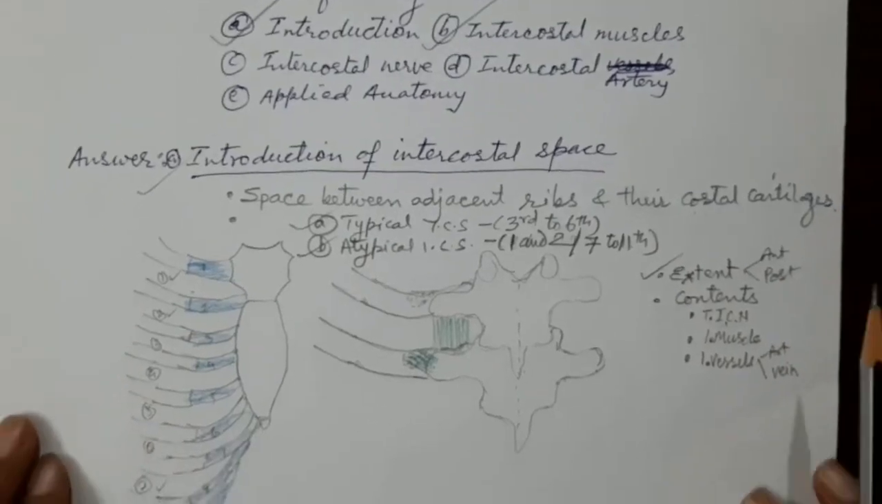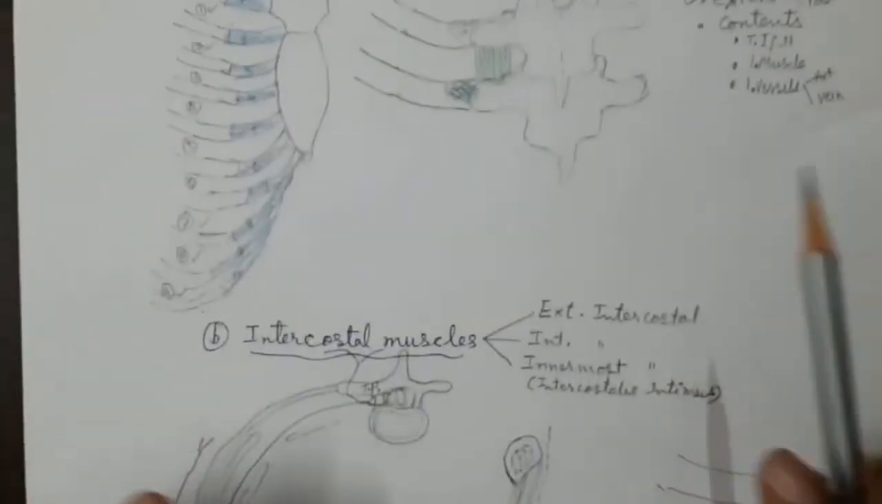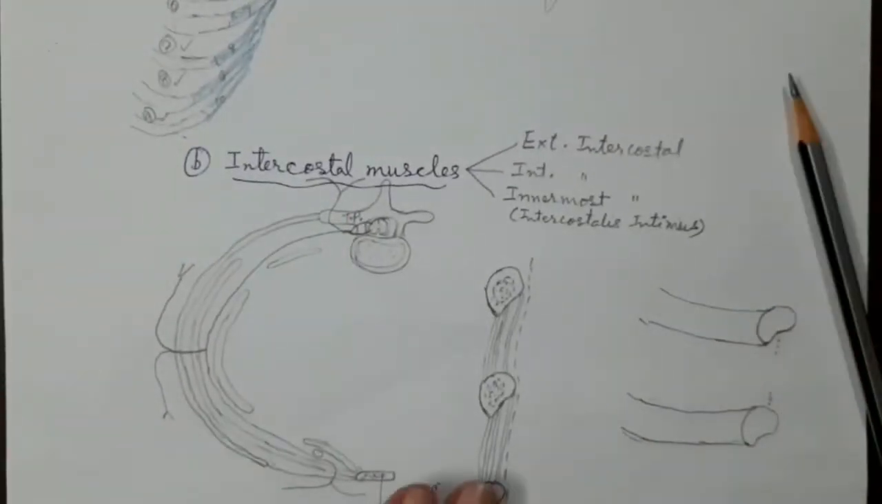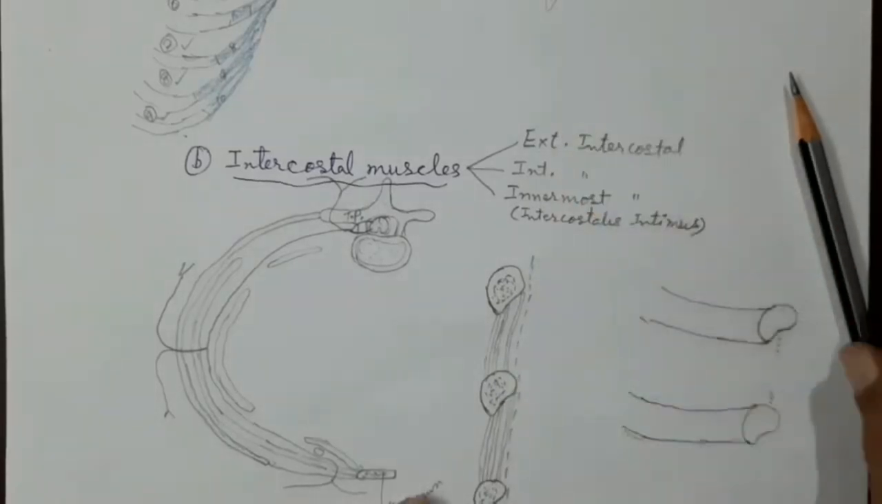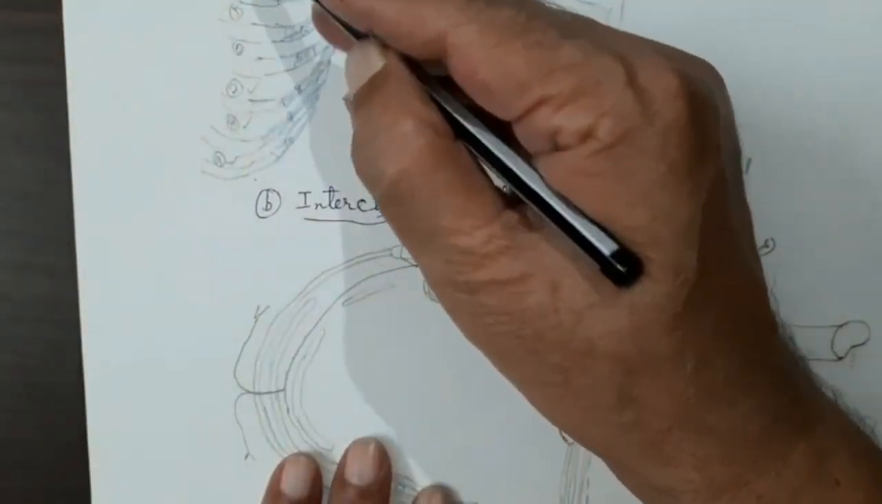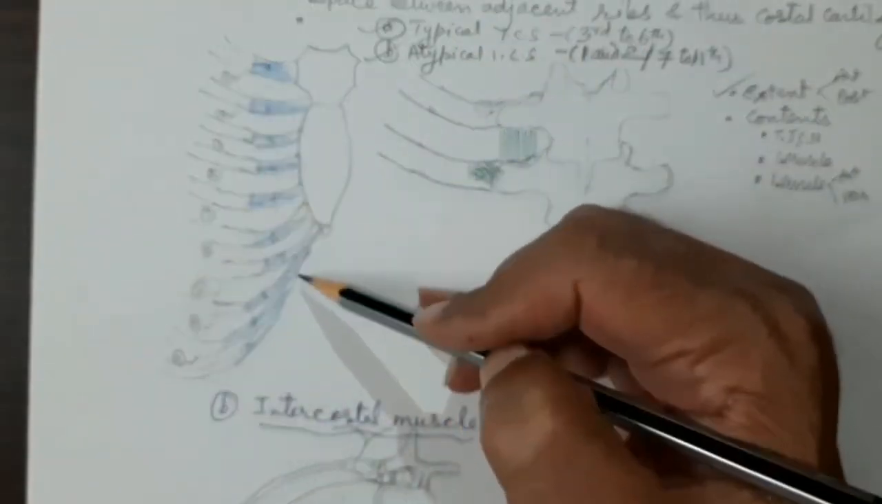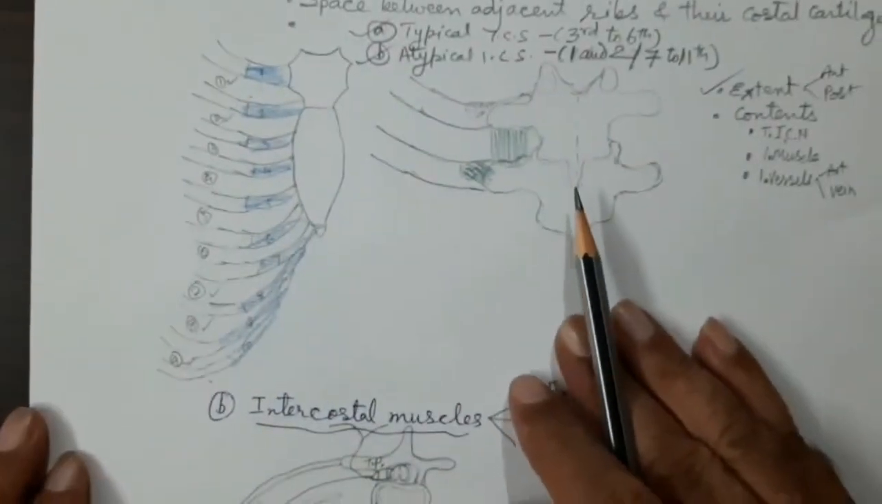Now the intercostal muscles are thin muscles present between the intercostal spaces. Okay, so let us go to the details of this muscle. These intercostal muscles are present in intercostal spaces, that means between adjacent ribs and also between the adjacent costal cartilages. This space between the ribs and the costal cartilages is occupied by the muscles.